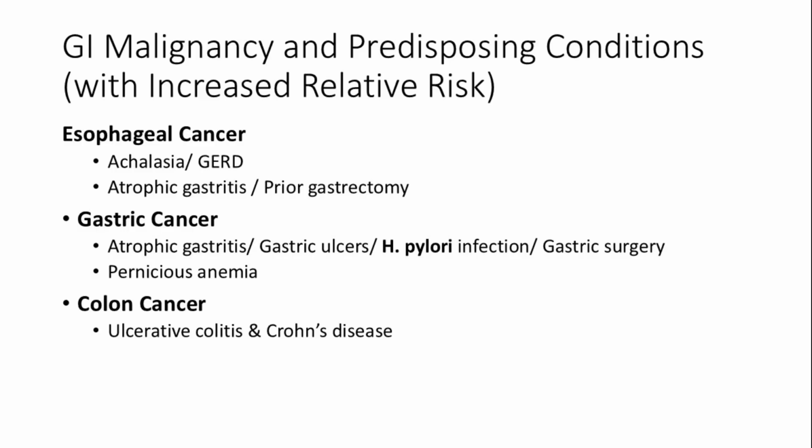Moving to gastric cancer, several factors contribute. These include atrophic gastritis, gastric ulcers, and chronic Helicobacter pylori infection, all of which promote chronic inflammation and mucosal damage. A history of gastric surgery, such as partial gastrectomy, and conditions like pernicious anemia, which leads to intrinsic factor deficiency and atrophic gastritis, further elevate the risk. Finally, colon cancer risk is markedly increased in patients with chronic inflammatory bowel diseases, namely ulcerative colitis and Crohn's disease, due to chronic mucosal inflammation and dysplasia over time.